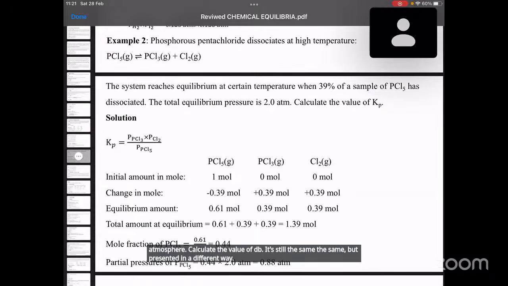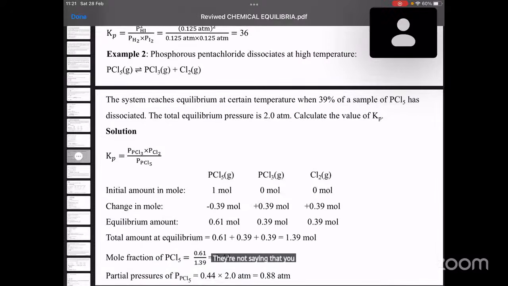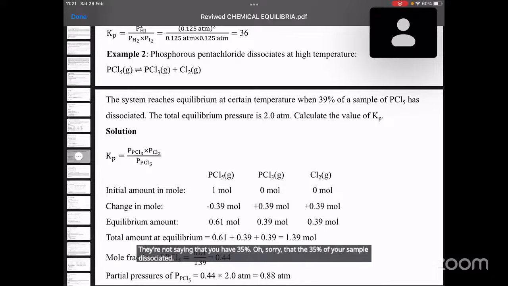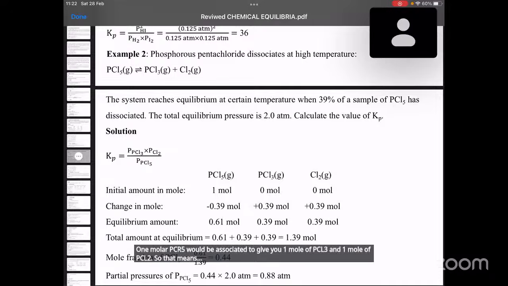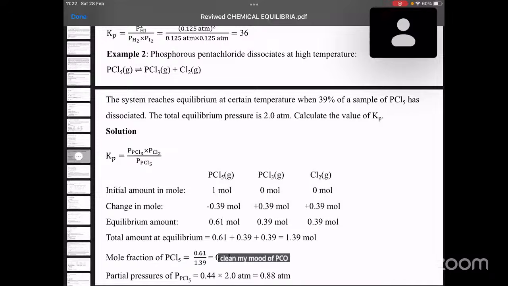Your reactant, you're starting with 1 mole of it, so 0 mole of the product. You're now saying that 95% of your sample dissociated. The reactant and product ratio is 1:1 here. 1 mole of PCl5 will dissociate to give you 1 mole of PCl3 and 1 mole of Cl2. So when you consume 0.95 mole of PCl5, you will produce 0.95 mole of PCl3 and 0.95 mole of Cl2.